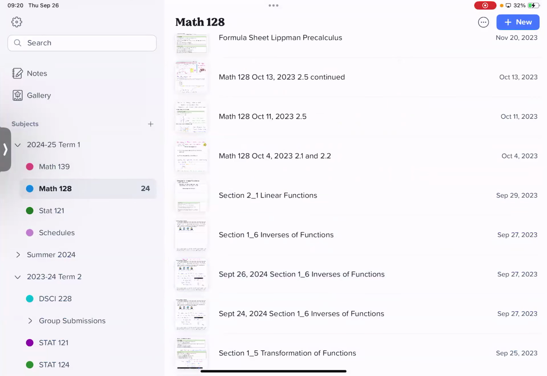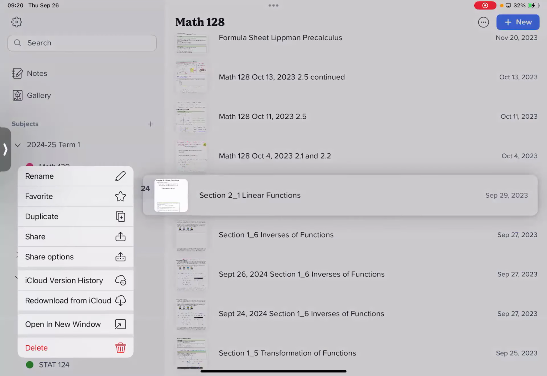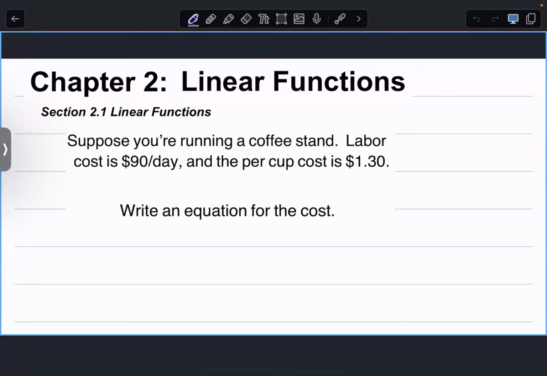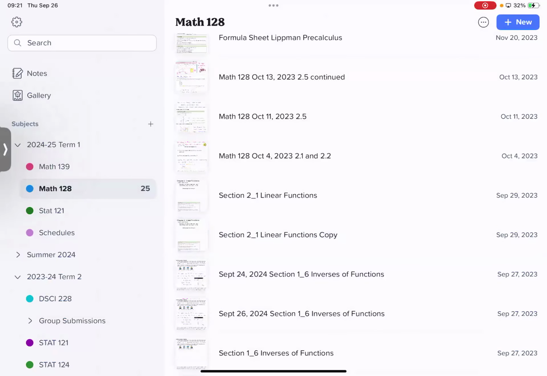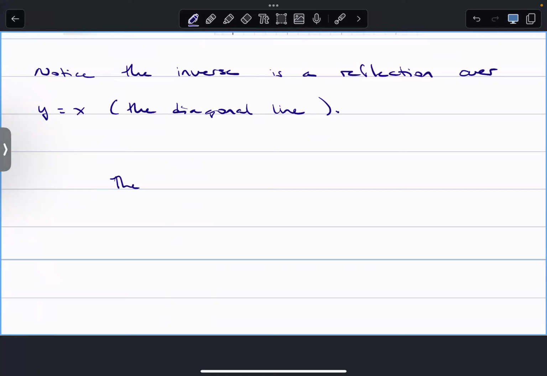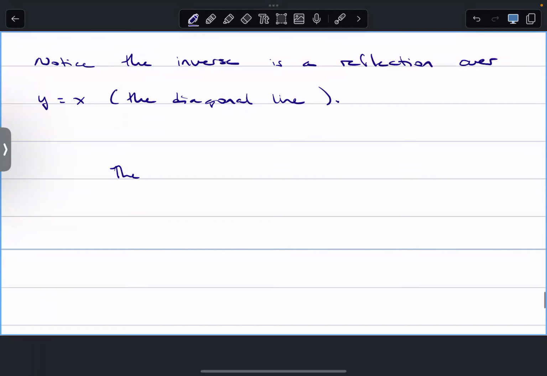Okay. Let's see here. That is the end of chapter 1, if you can believe that. Maybe I'll write that in our notes. I'll do a review of 1 and 2 later. The end of chapter 1.